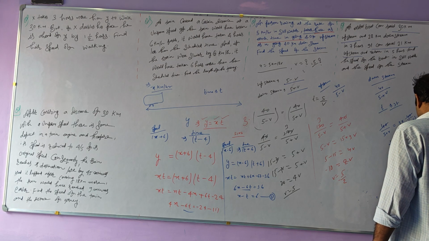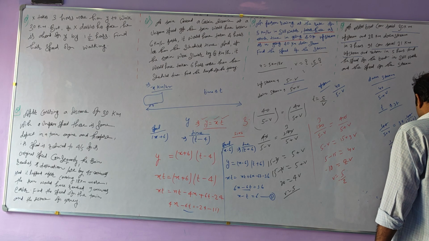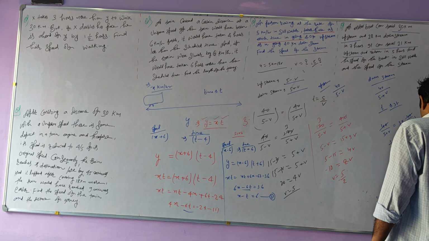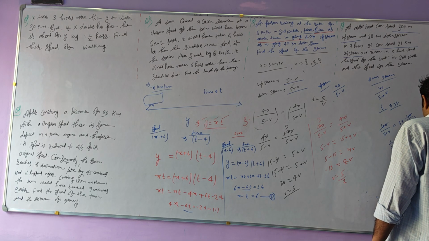That is 10 is equal to 4b, so minus b is equal to minus 5 upon 2.